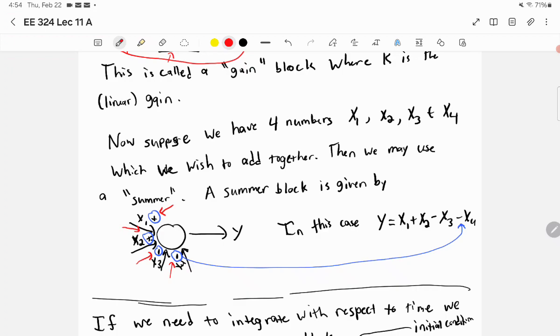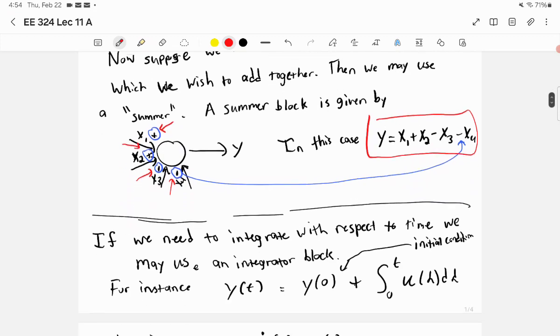So we think of these things going into the summer block, and as an output, we get this number y. In this case, y is equal to x1 plus x2, because both of those had positive signs in the summer block, and minus x3 and minus x4, because again both of those terms had minus signs in their summer blocks. Okay?